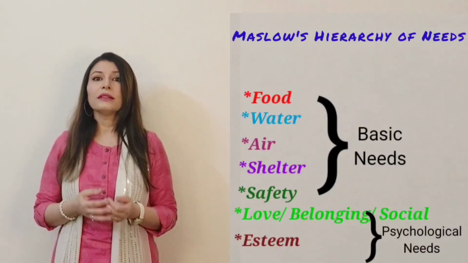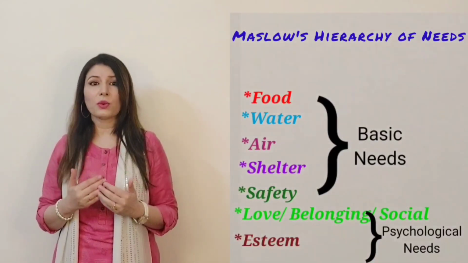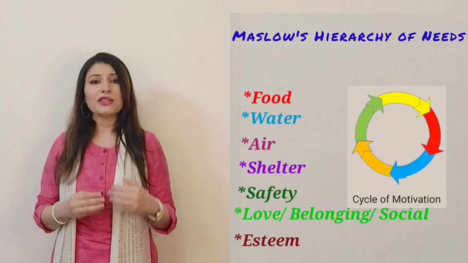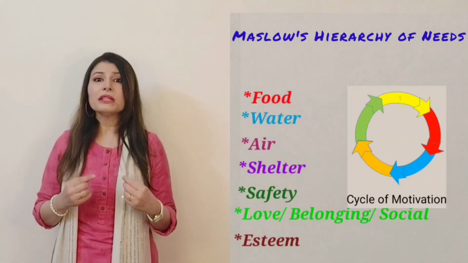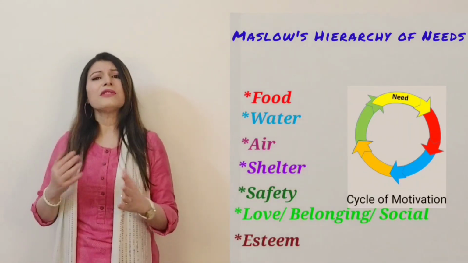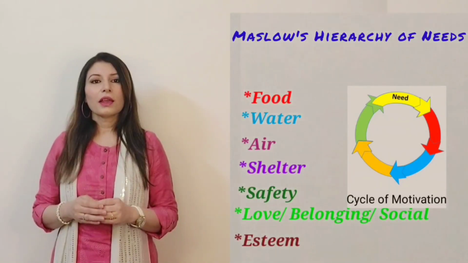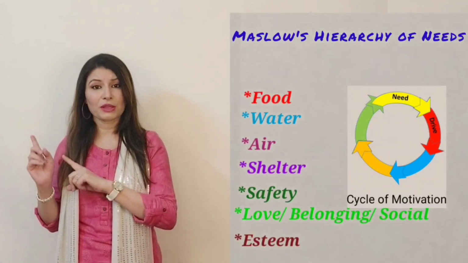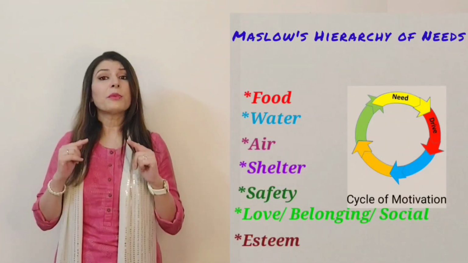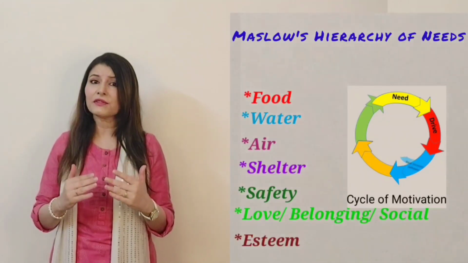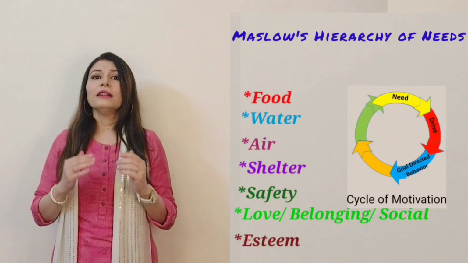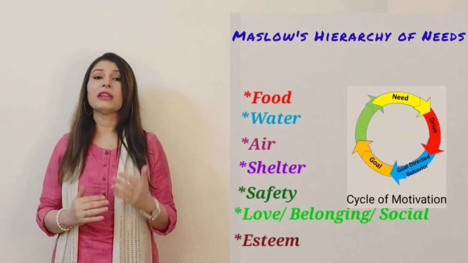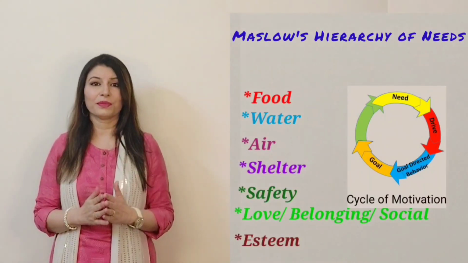According to Maslow, these needs play a major role in motivating a person's behavior. Motivation, according to Maslow, originates from or is triggered by these needs. We discussed this in our previous video, Cycle of Motivation also, where we saw that the process of motivation starts with a need. There is always a need that motivates us to engage in a goal-directed behavior.